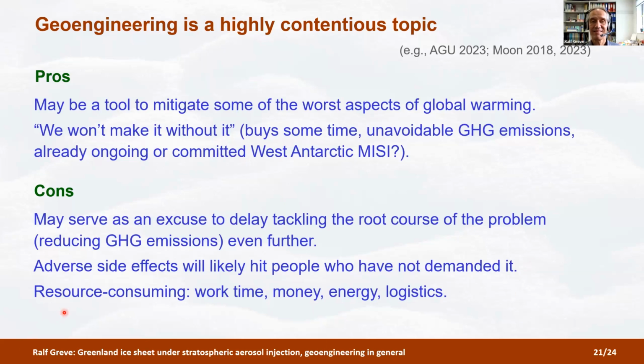Another argument is the issue of resources. In a world of unlimited resources, it might not be so problematic to do both climate protection and climate intervention, geoengineering. But in real life, of course, resources are limited. There's only so much work time, money, energy, logistics available for everything. So there's also some danger that too intensive, massive-scale geoengineering efforts may draw away important resources from where they're needed more: tackling the systemic change that is really needed.